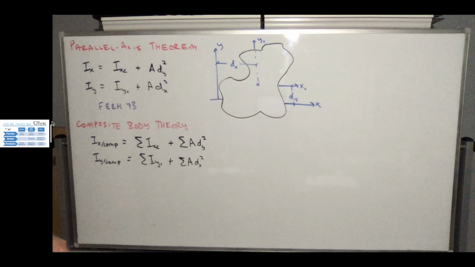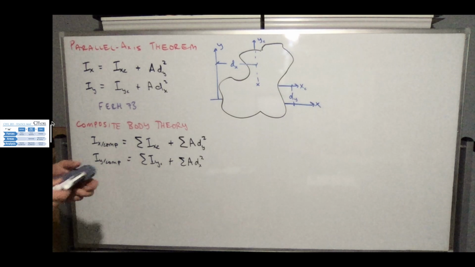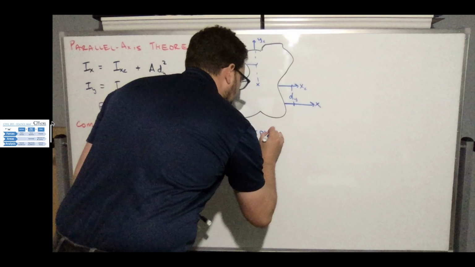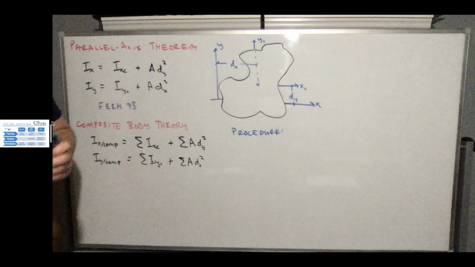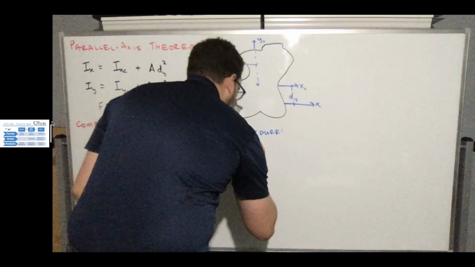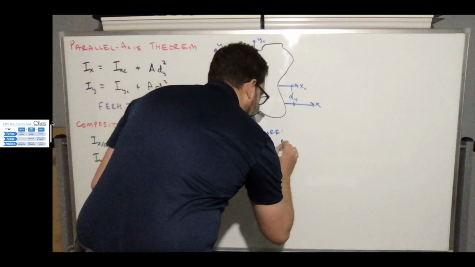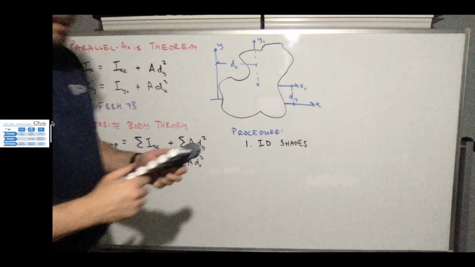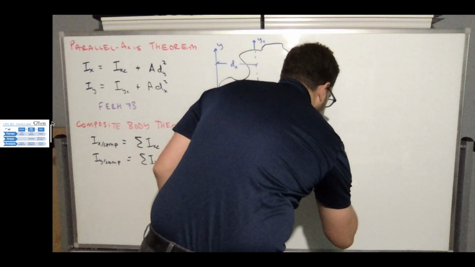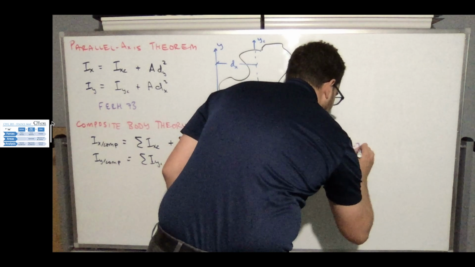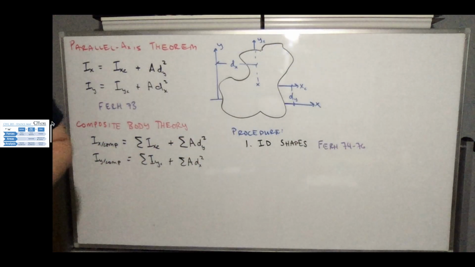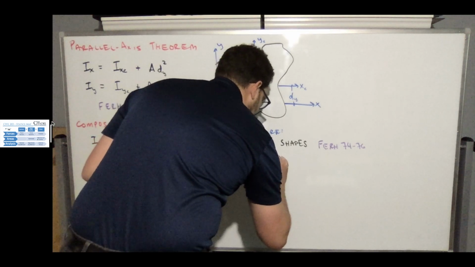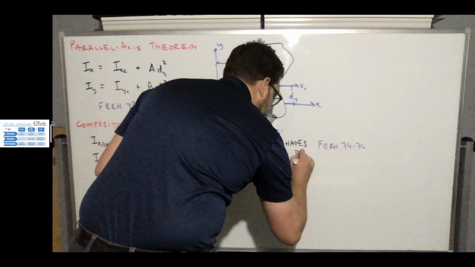And so the question becomes, how do I use this to do my procedure? Well, typically what we'll do is exactly what we did for our centroidal calculations. We'll ID known shapes out of our composite body. And hopefully those shapes show up in our FE reference handbook on pages 74 to 76. Okay. Once we've identified those shapes, we would probably tabulate, make a table of properties.